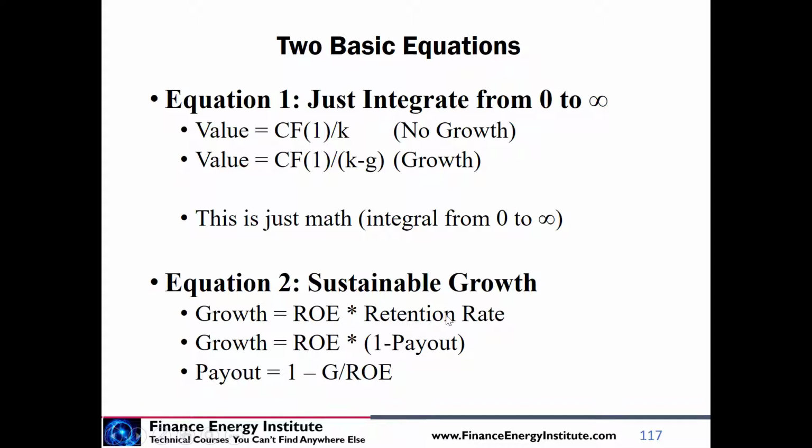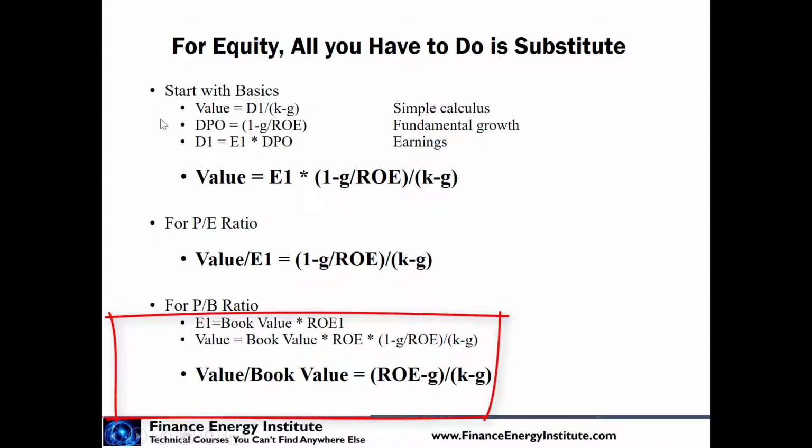If you pay everything out, you can't grow. So if you have a payout ratio of 100%, your growth is 0. If you have a payout ratio of 0, you grow by your return. The higher your return, the faster you grow. So this is a worthless formula. But if you rearrange it, put the payout over here, you have 1 divided by G over ROE. And then you say value is dividends, not earnings, divided by K minus G.